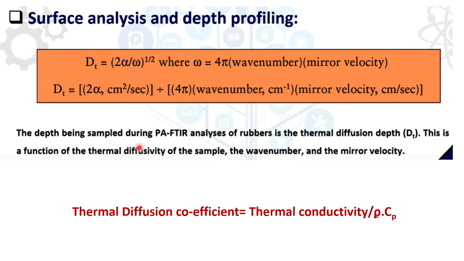So the depth being sampled, that is, when you are doing the depth profiling, you can tune just by modulating the speed of the chopper. And obviously that thermal diffusivity coefficient, alpha, equals thermal conductivity divided by rho into heat capacity. So if you increase the speed, then the depth analyzed will be small, so it will be much more surface oriented. If the speed is low, that will be vice versa.